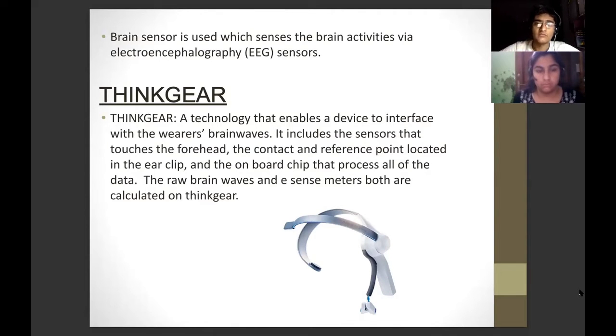Now, think it, think it. Now, this will play a crucial role in the machine. Now, what is it exactly? Well, it is a technology that is going to enable us to interface with the various brainwaves. It includes sensors that touch the forehead, the contact, and a reference point located in the ear clip, and an onboard chip that processes all of the data. The raw brainwaves and eSense meters both are calculated on ThinkAir.